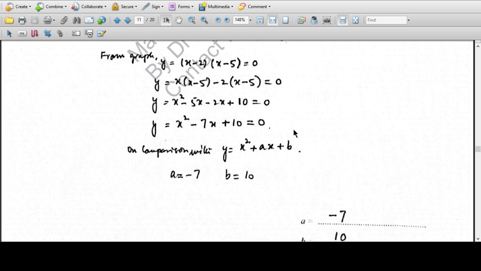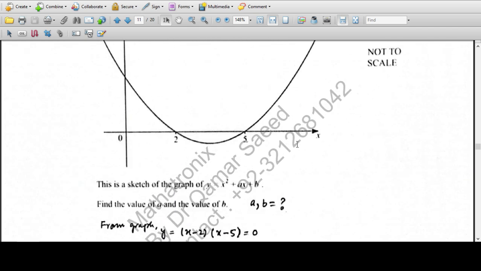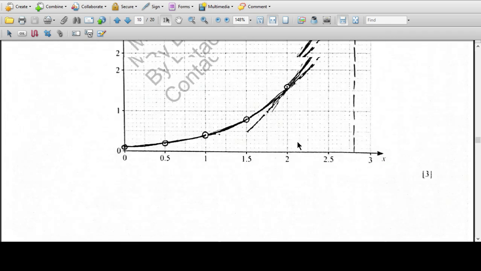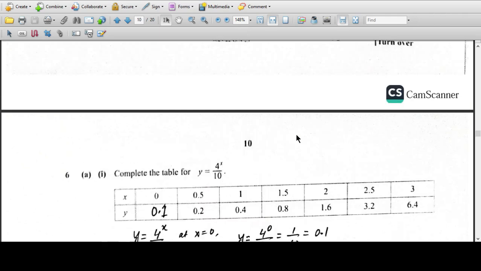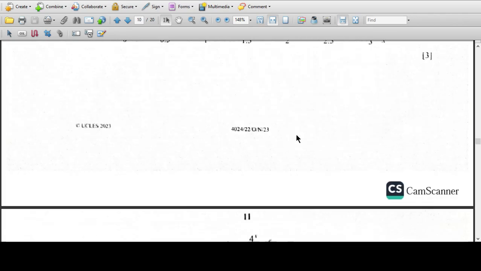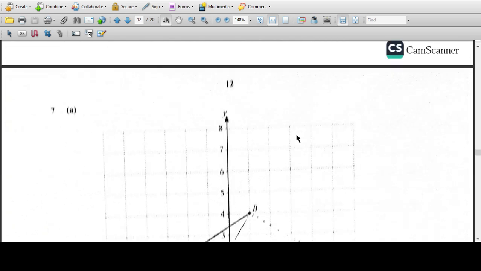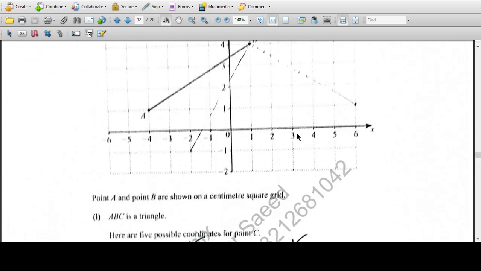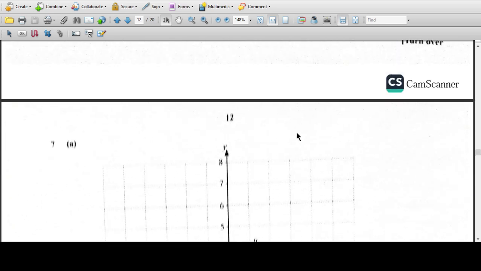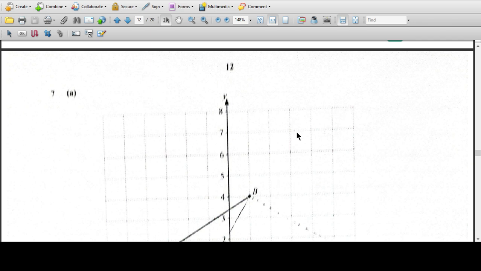So this is the part of question number 6b. Now we will discuss the remaining part from question number 7 to the end in the next video.